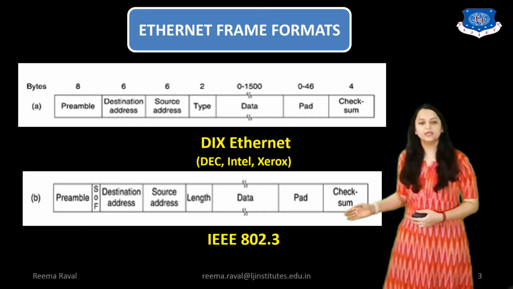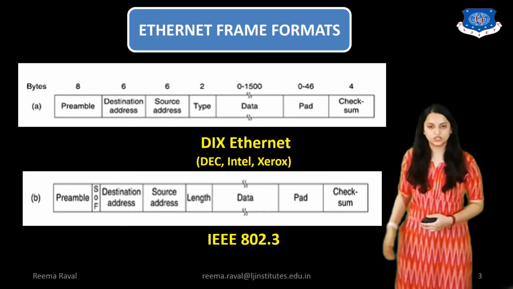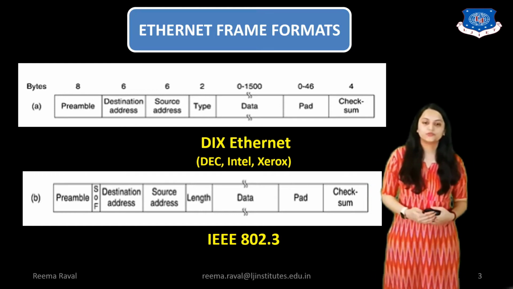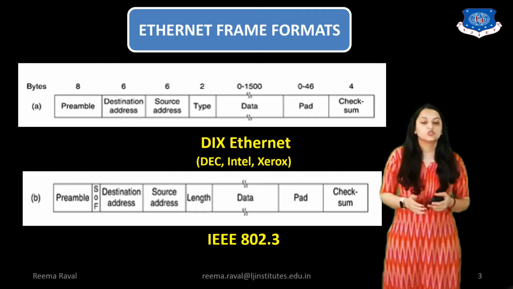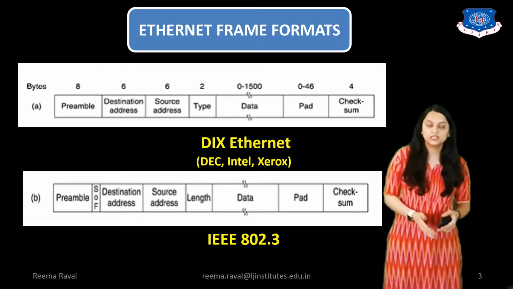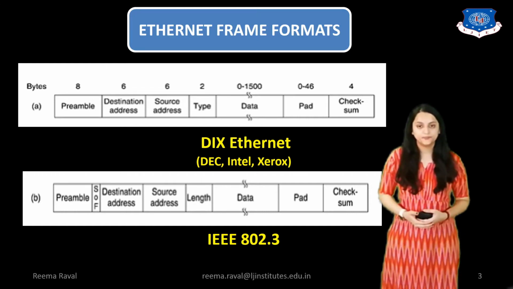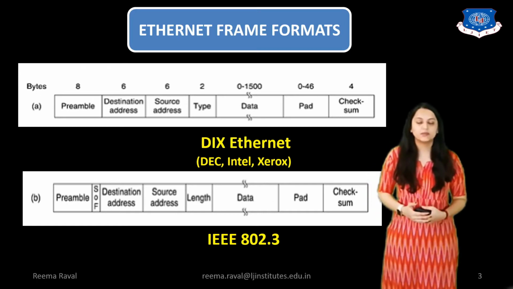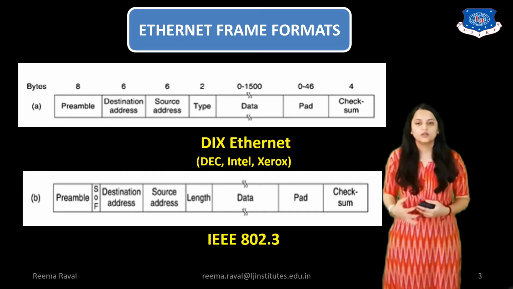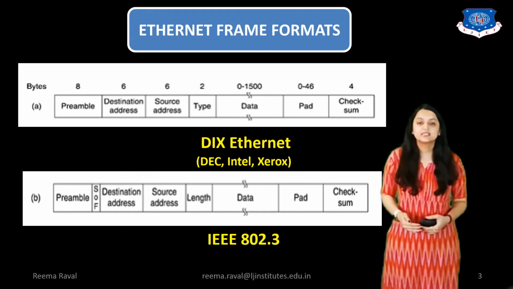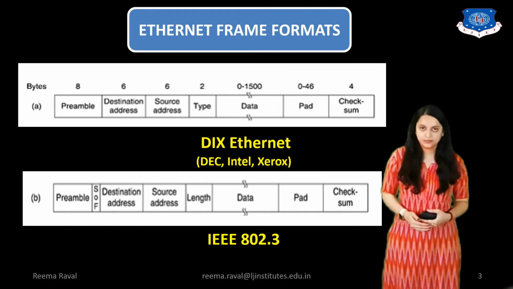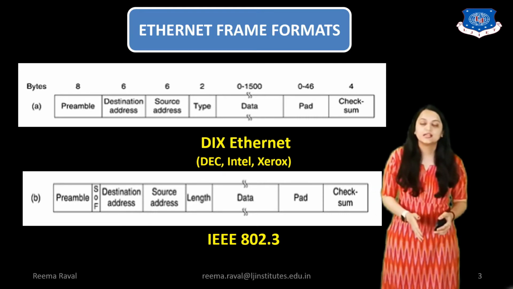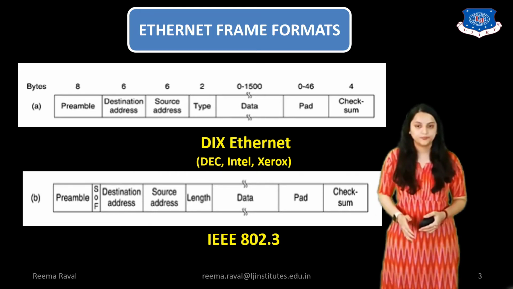Next is IEEE 802.3 frame structure. Here the fields are 1, 2, 3, 4, 5, 6, 7 and 8. So in IEEE 802.3 frame structure, there are 8 fields. The first field is preamble field, like the DIX frame structure, which is again of 8 bytes. Next is SOF field, which is of 1 byte, which indicates starting of frame. So here SOF stands for start of frame.